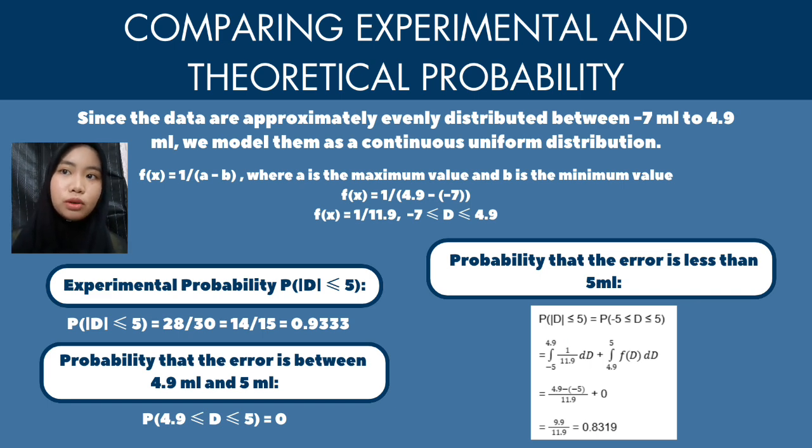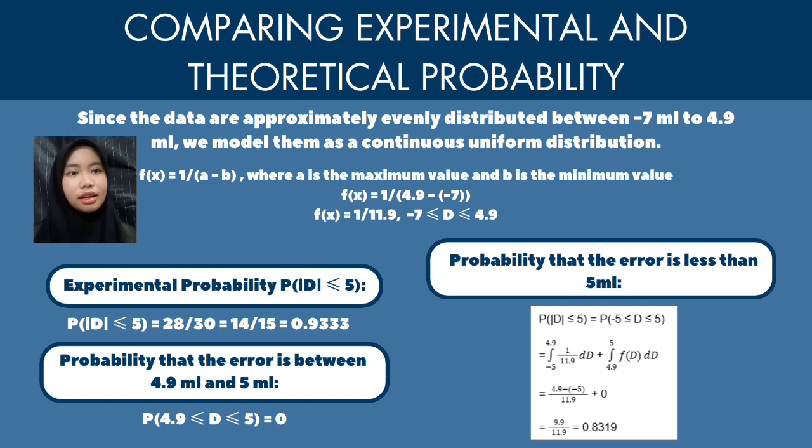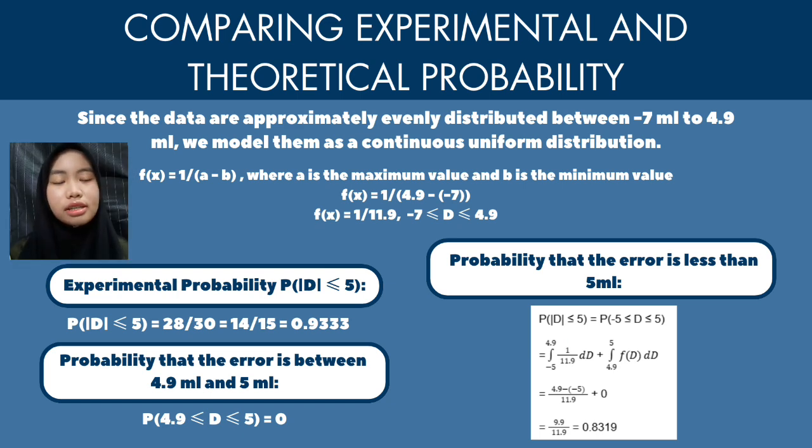Now the probability that the error is less than 5 ml: the probability of modulus d less than or equal to 5 is also equal to the probability of negative 5 less than or equal to d less than or equal to 5. And then we just integrate it from negative 5 to 4.9 plus from 4.9 to 5.